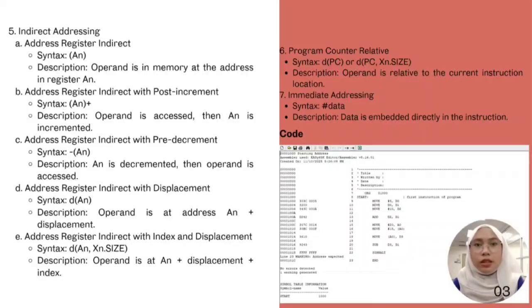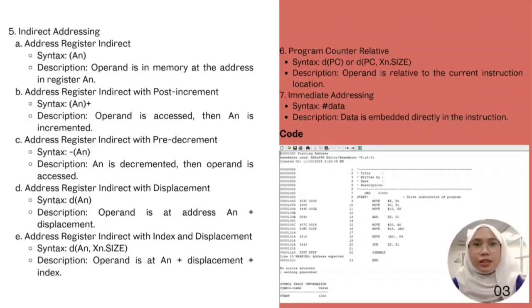B. Address register indirect with post-increment. The syntax is (An)+. Here the operand is accessed first and then the register An is automatically incremented. This is commonly used when accessing consecutive data like in arrays.